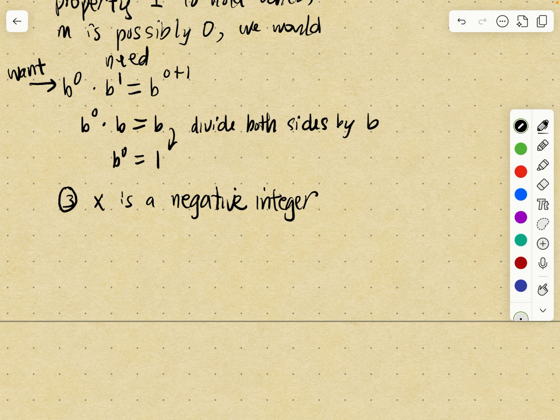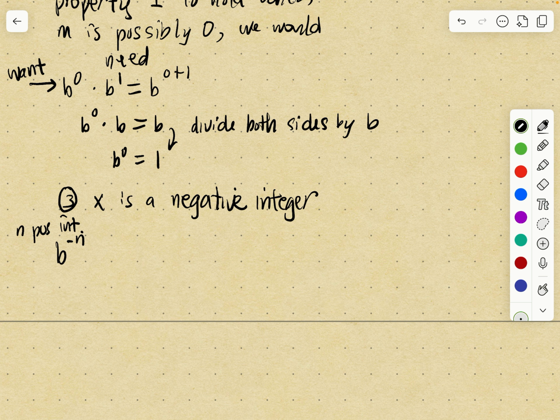So let's say that you have b to the negative n, where n is some positive integer. Then negative n is a negative integer. So the question is, how should we define b to the minus n? It doesn't make sense to have negative n b's and multiply them, right? That doesn't make any sense, obviously.